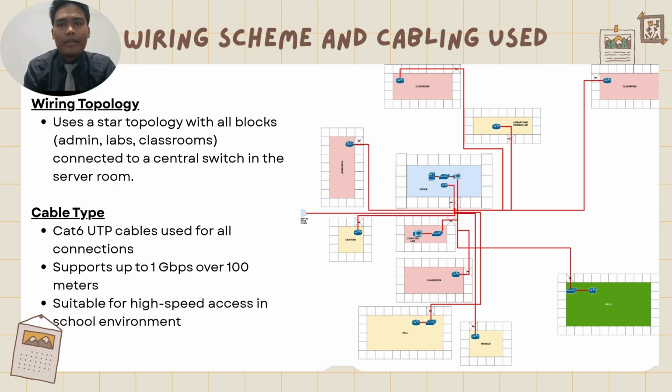tasks. The diagram visually traces this connection with red lines indicating cable routes from the central switch to each block, ensuring comprehensive coverage and reliability across the school. This robust wiring scheme is the cornerstone of our plan to modernize SMK Sri Mahkota's network.